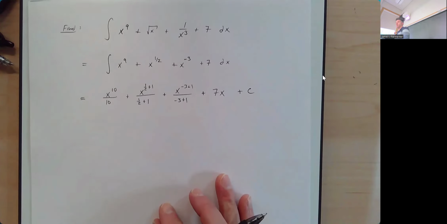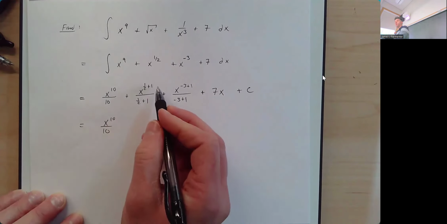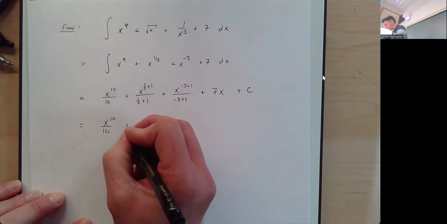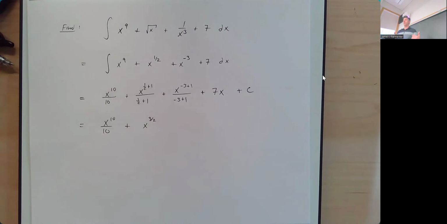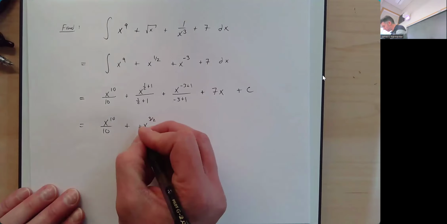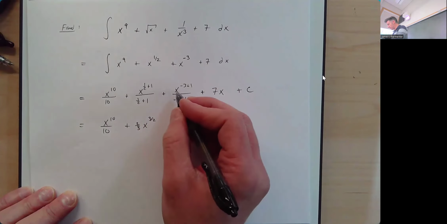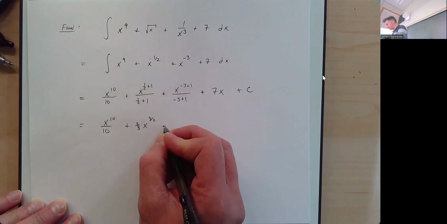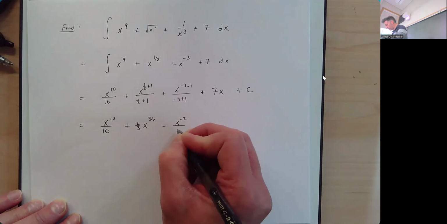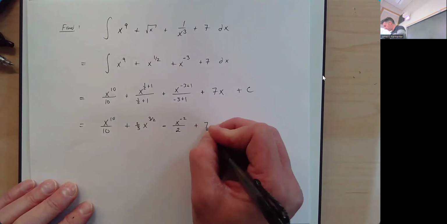I would choose to simplify this a bit. I would write this as x to the 10th over 10. 1/2 plus 1 is 1/2 plus 2/2, which is 3/2. And I don't typically prefer to divide by a fraction. Instead of dividing by 3/2, I would prefer to multiply by 2/3. Same deal. No, not the same deal. This is going to be x to the -2 divided by -2. I would probably write this as minus x to the -2 over +2. We don't usually like to write division by a negative. We'd rather write minus division by a positive. And then finally, plus 7x plus c.